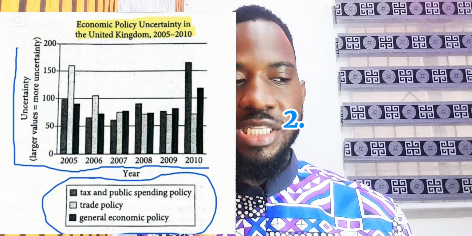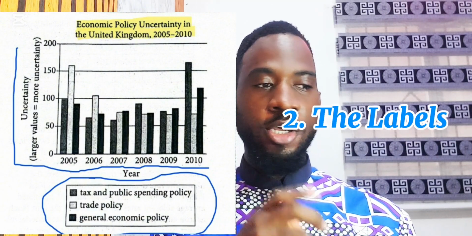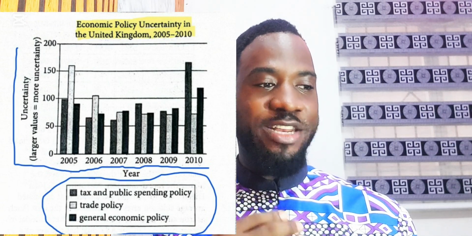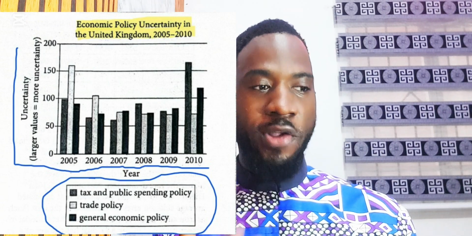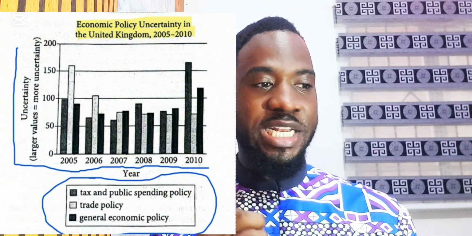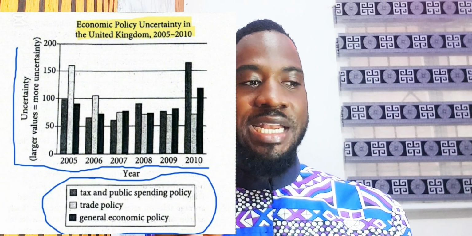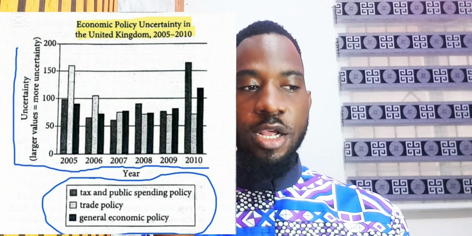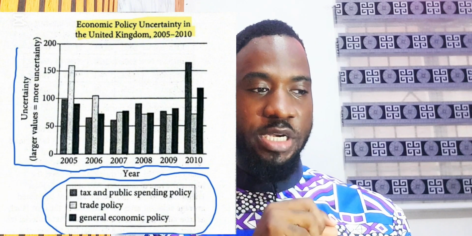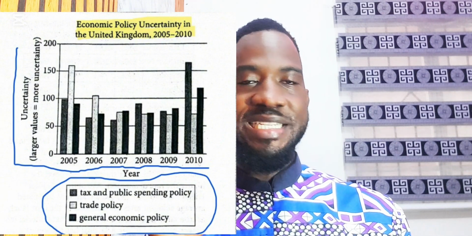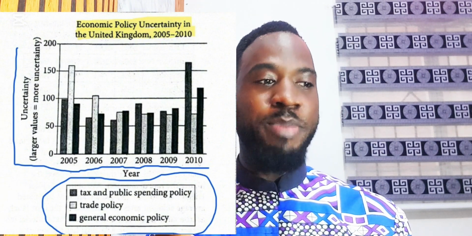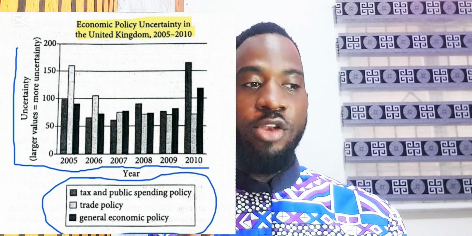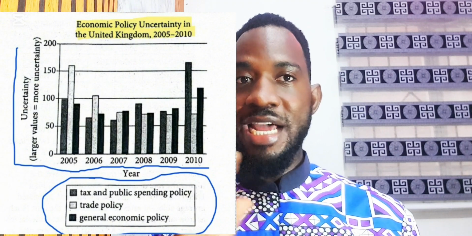The labeling. What is labeling? Labeling is simply the coloring, the shapes that signify details. So it is often at the bottom of the chart. So at the bottom of those charts, we have different labels for different policies. The light black represents tax and public spending policy. The gray color represents trade policy. General economic policy is represented by the thick black color. So we see these bars, the black, the light black, and the gray represent these different policies, and I know which represents which now. That taken out of the way.